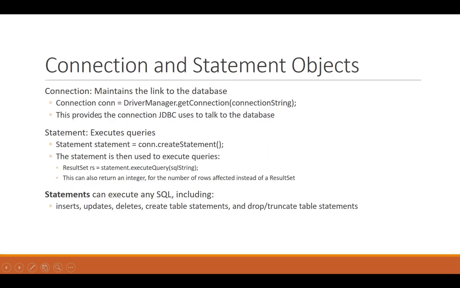Now, the connection and the statement objects, these are the most straightforward objects. The connection maintains your link to the database, and so the basic structure of that would be to have a connection instance, and it's going to be equal to the DriverManager's static method getConnection, which takes a connection string. That will return an instance of the connection using that connection string. And that provides the persistent link to the database system itself that JDBC uses to talk to the database, to interact with it.